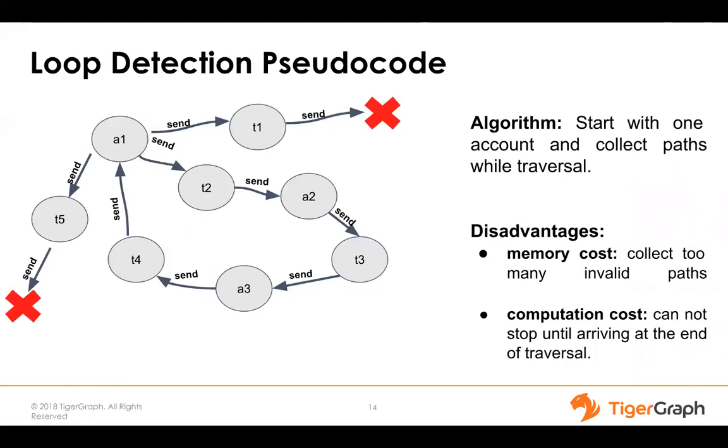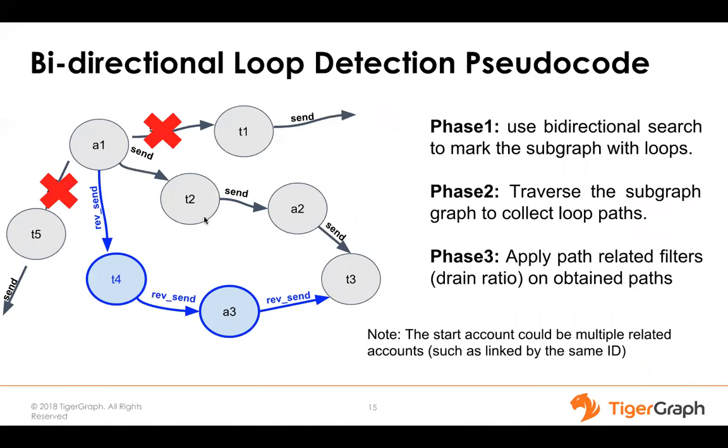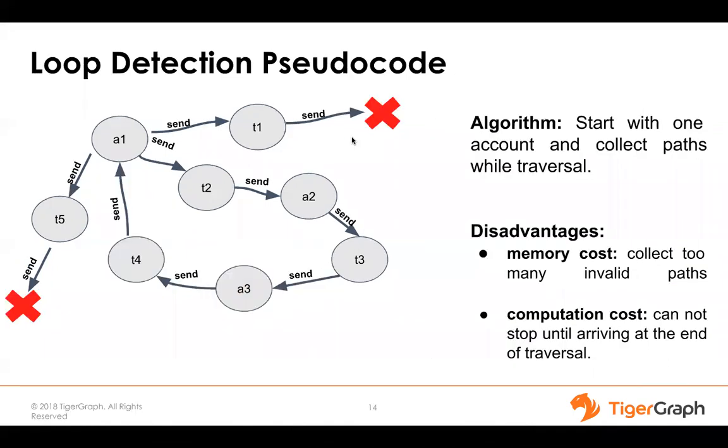So let's talk about the algorithm. Loop detection. The easiest way, the brute force solution, would be to start from the account you want to check and just do the graph traversal, using only the send edge, and check whether within the maximum number of steps you can go back to your original account. If you can, you find a loop. If you can't, it's not a loop transaction.